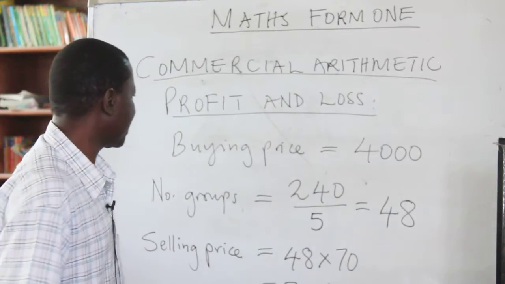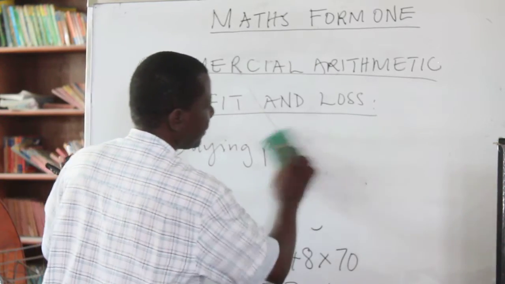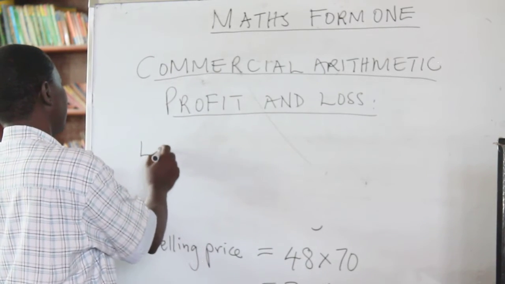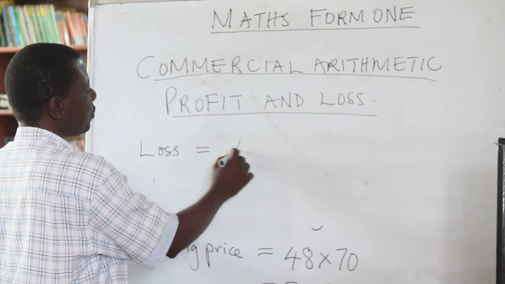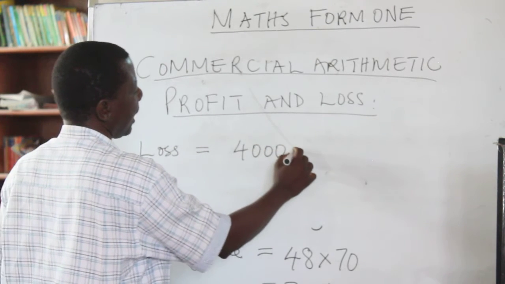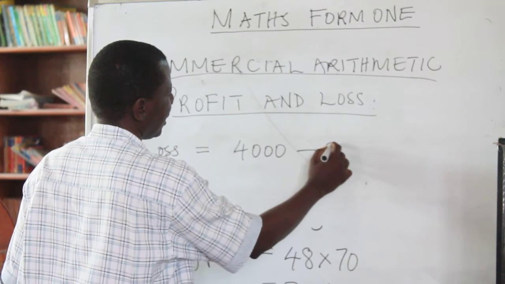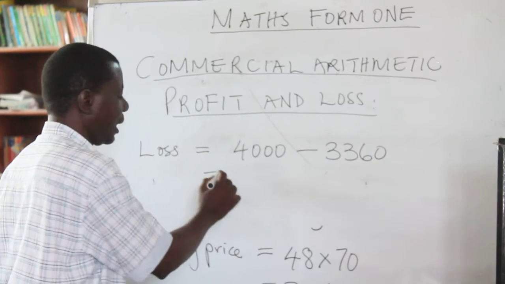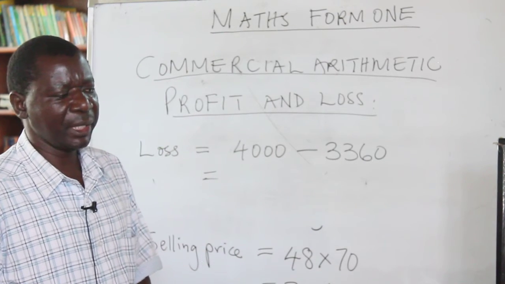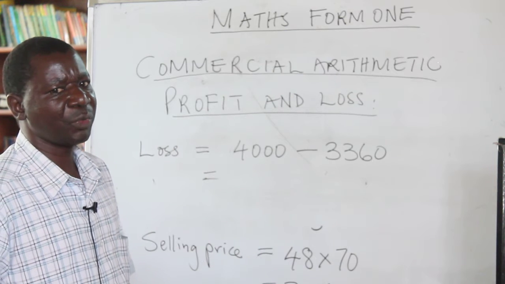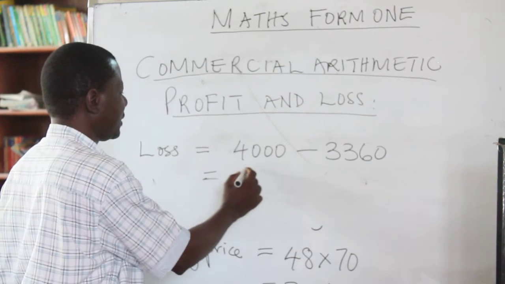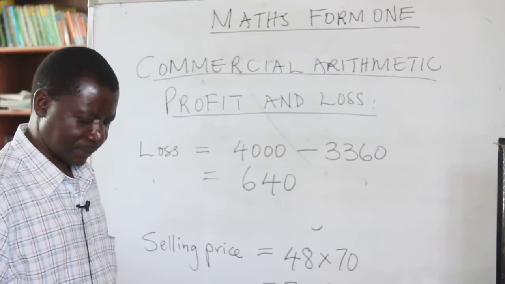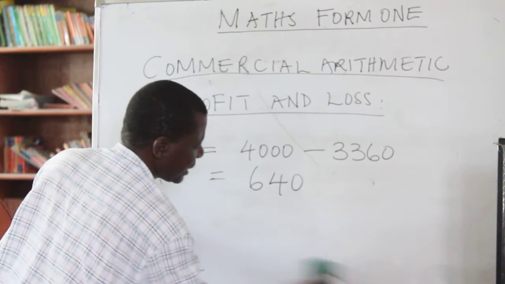So how much is the loss in our case? The loss will be the buying price, which is 4,000, minus the selling price, which is 3,360. In other words, the loss will be given by 640 shillings. Now, what is the percentage loss?